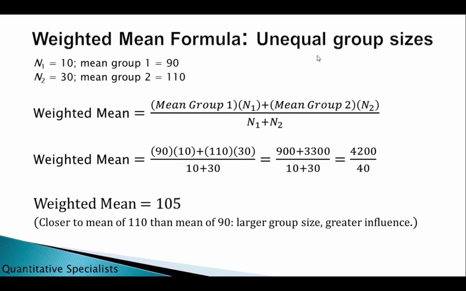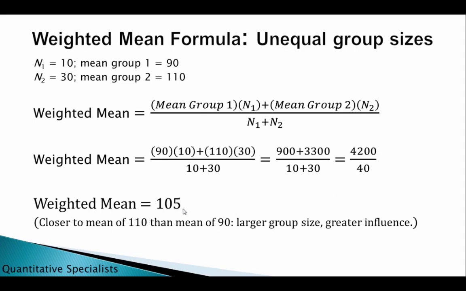Now here in this next example, we're going to look at the weighted mean when we have unequal group sizes, and we'll see what happens here. So the first group in this example has a group size of 10 and a mean of 90. Whereas the second group, notice it's larger. It has a size of 30 with a mean of 110. So plugging these values into our formula, we have the mean of the first group is 90 times 10, the group size, plus the mean of the second group, 110, times 30, which is its group size, divided by the sum of the two group sizes, or 10 plus 30. And that gives us 4,200 over 40, or 105.